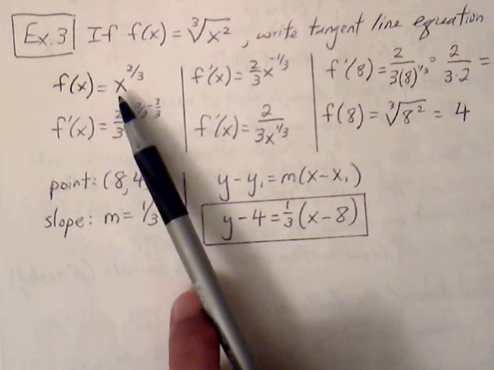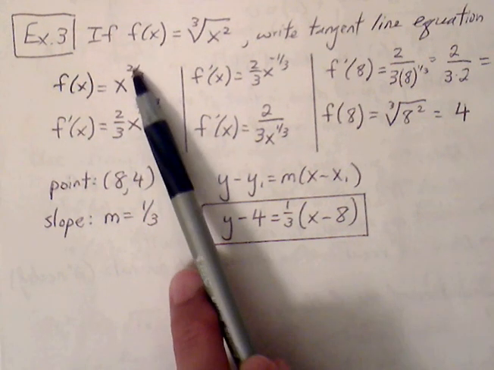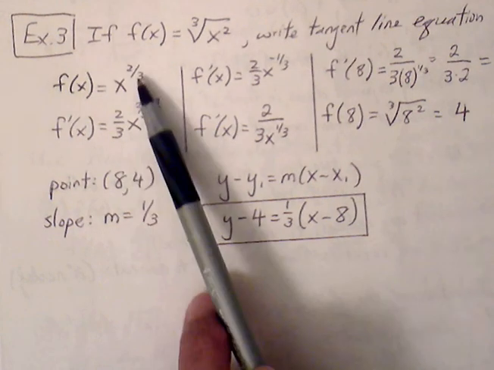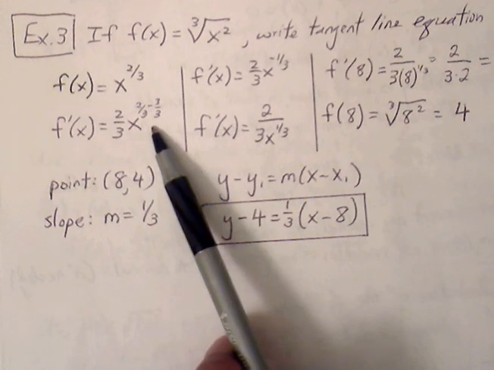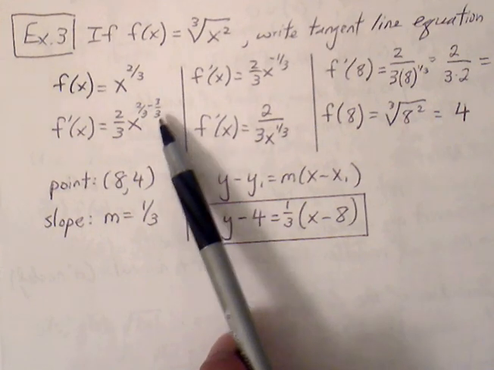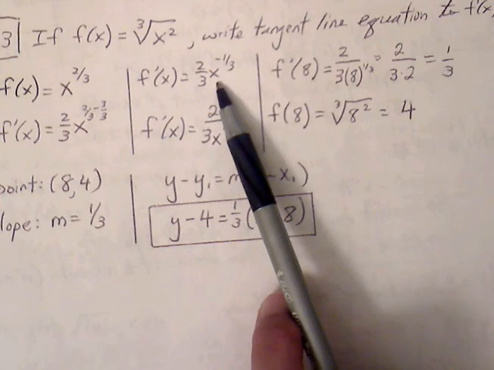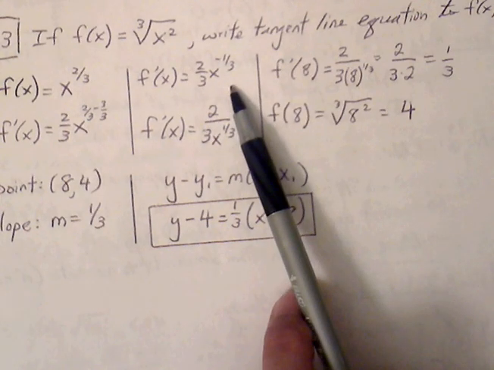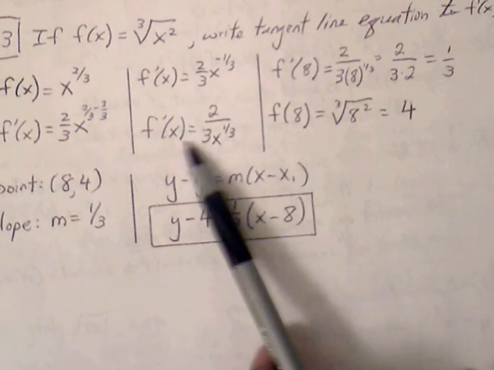Our variable is already sitting up in the numerator. So first step, we bring the 2/3 down in front. Then we subtract 1 from the exponent. So 2/3 minus 1 is the same thing as 2/3 minus 3/3. And then our derivative function will be 2/3 x to the negative 1/3. Clean this up even further. We get 2/3 x to the 1/3. So here's our derivative function.